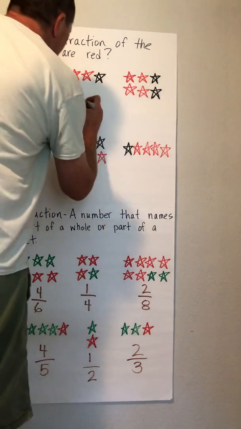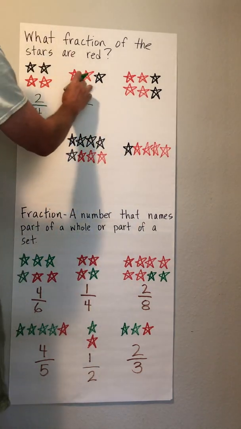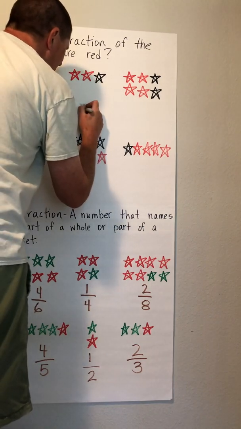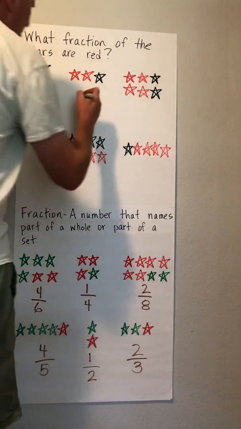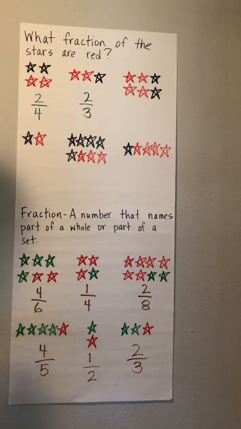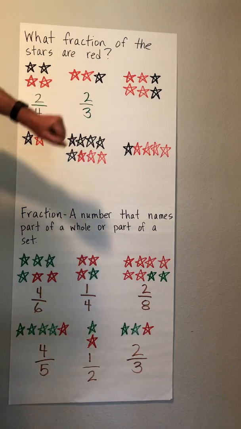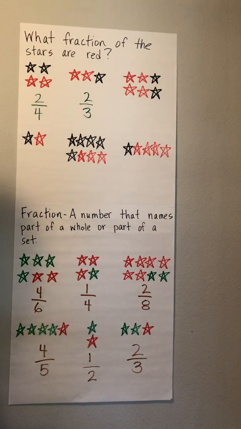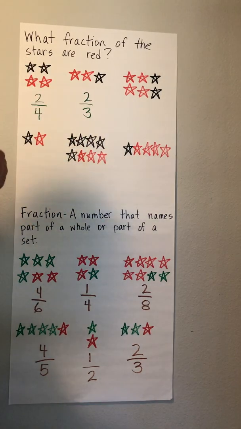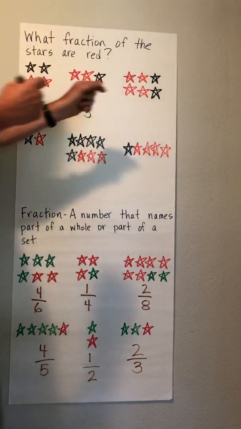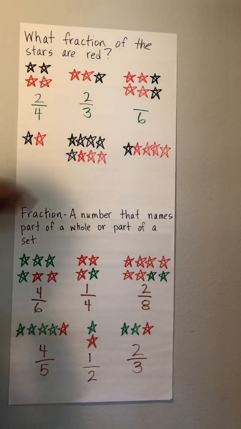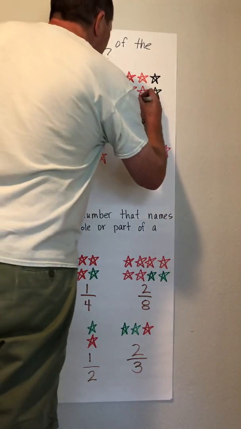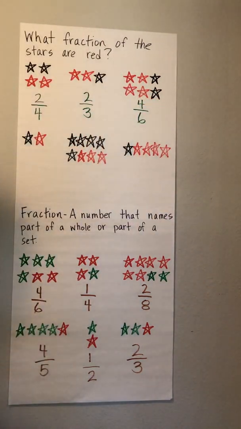Okay. Let's do this one here. 1, 2, 3. So we're dealing with thirds. Okay. Now, how many of the stars are red? 2 of them. So, 2/3. Okay, how many stars do we have here? 1, 2, 3, 4, 5, 6. So we're dealing with sixths. Now, how many of the stars are red? 1, 2, 3, 4. So 4/6 of the stars are red.